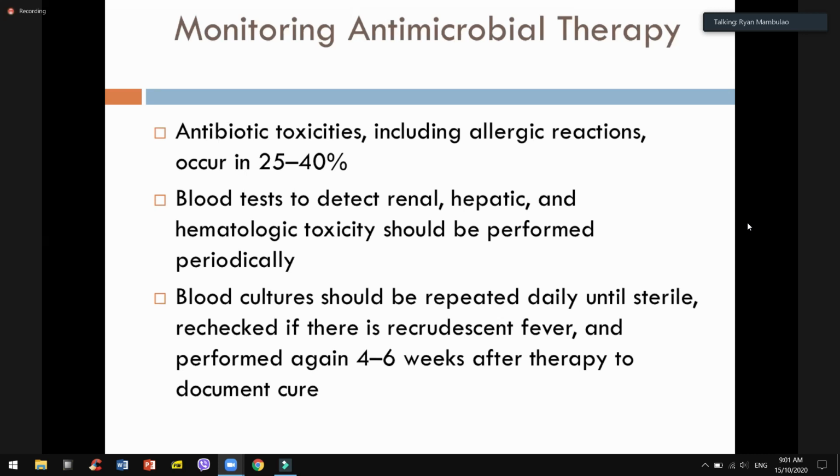And then you have to repeat the blood culture 4 to 6 weeks after the completion of the antibiotic because you have to make sure that he is no longer infected. He has fully recovered, meaning his blood is sterile. Otherwise, if it is still positive, you have to continue the antibiotic, or maybe the antibiotic was not given properly.